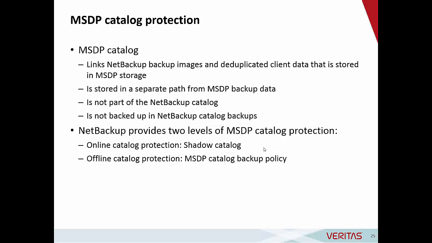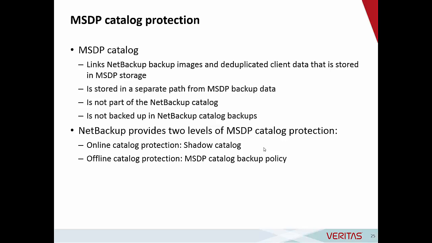One thing that's been added is the ability to have shadow copies and a self-healing capability. So the online catalog protection is a shadow catalog. It's shadow copies of the MSDP database that are made periodically. If corruption is detected within the pool, this shadow copy can be used to repair the damage. And there's no administrator action needed here. You may not even notice there ever was a problem. It just fixes itself. Great.